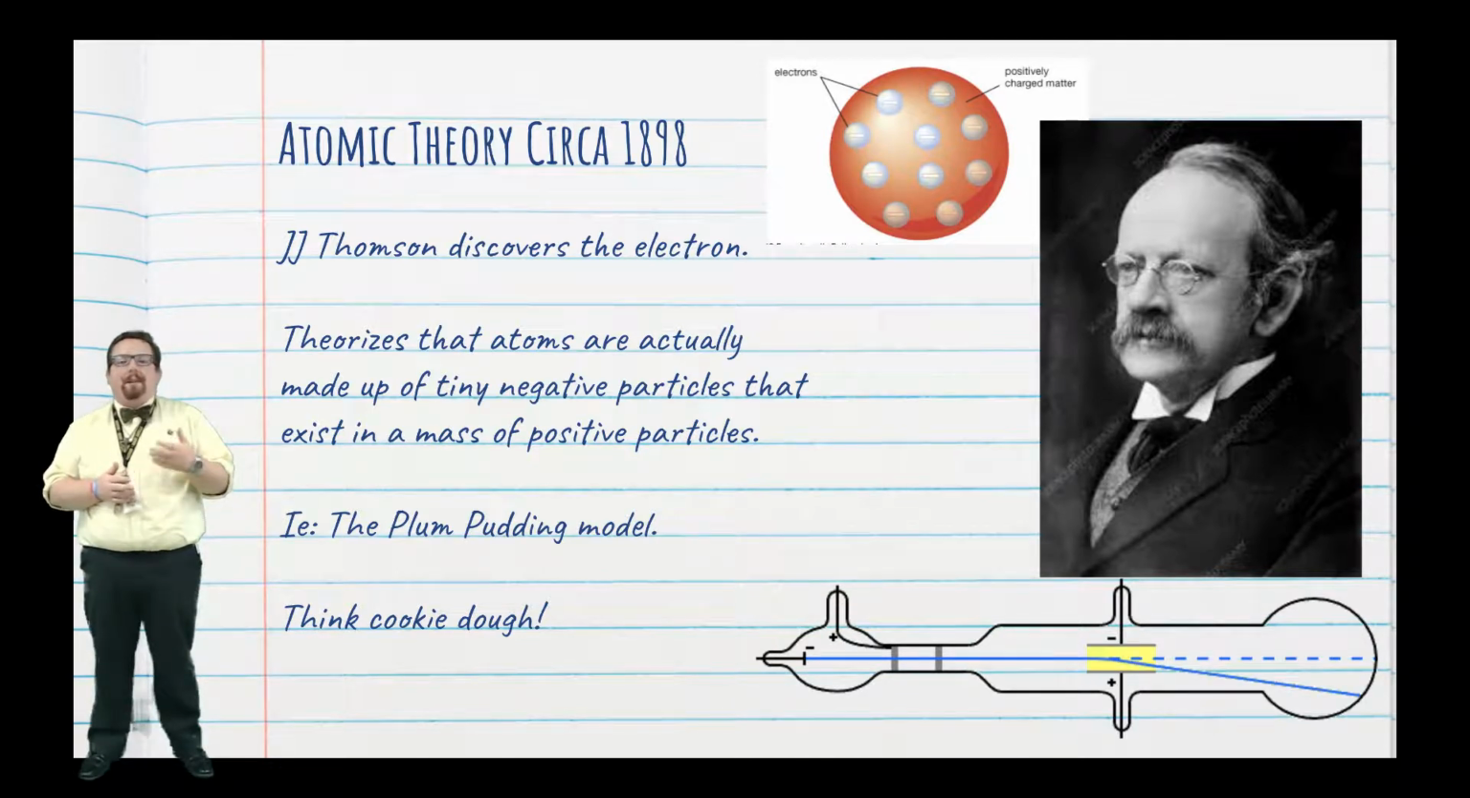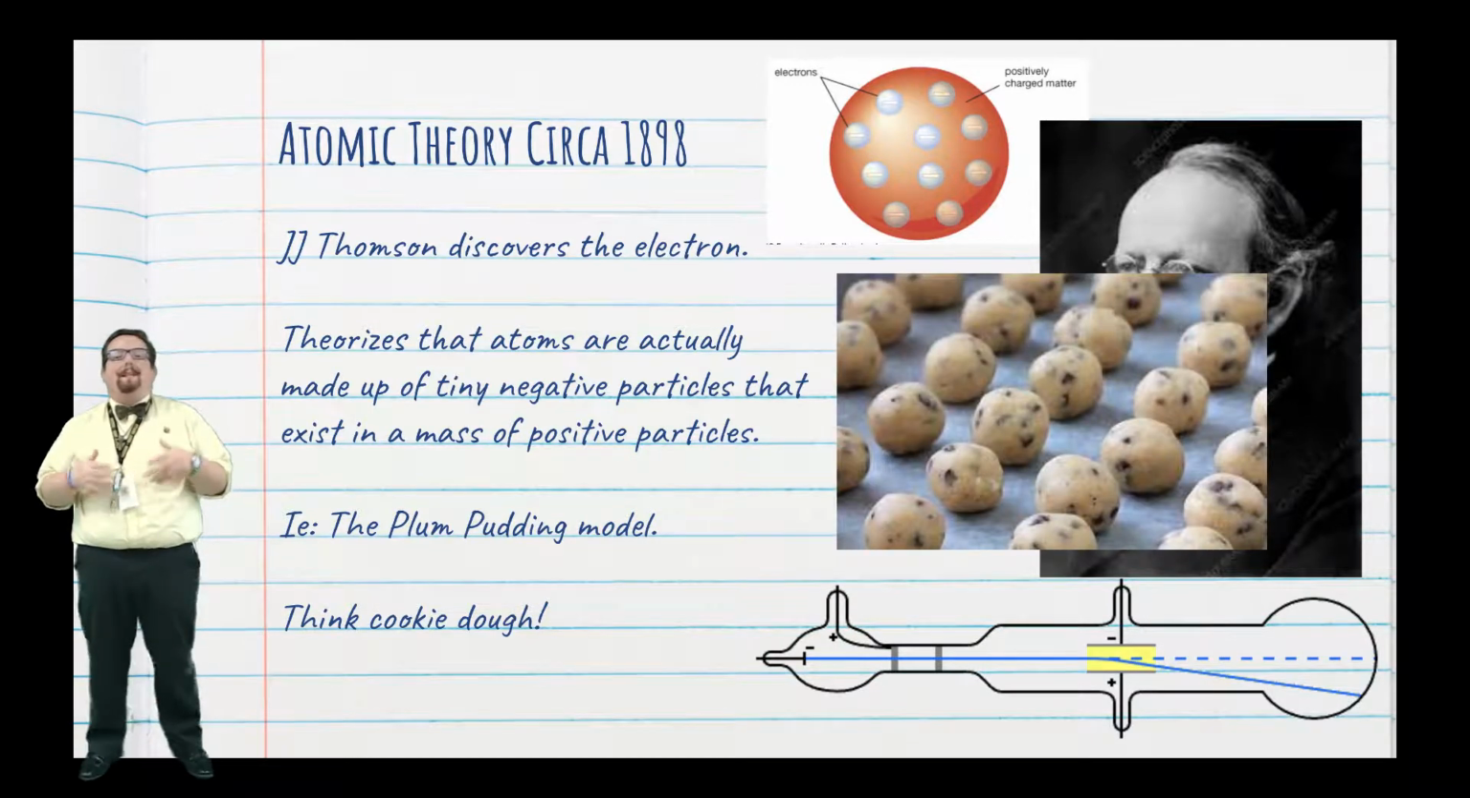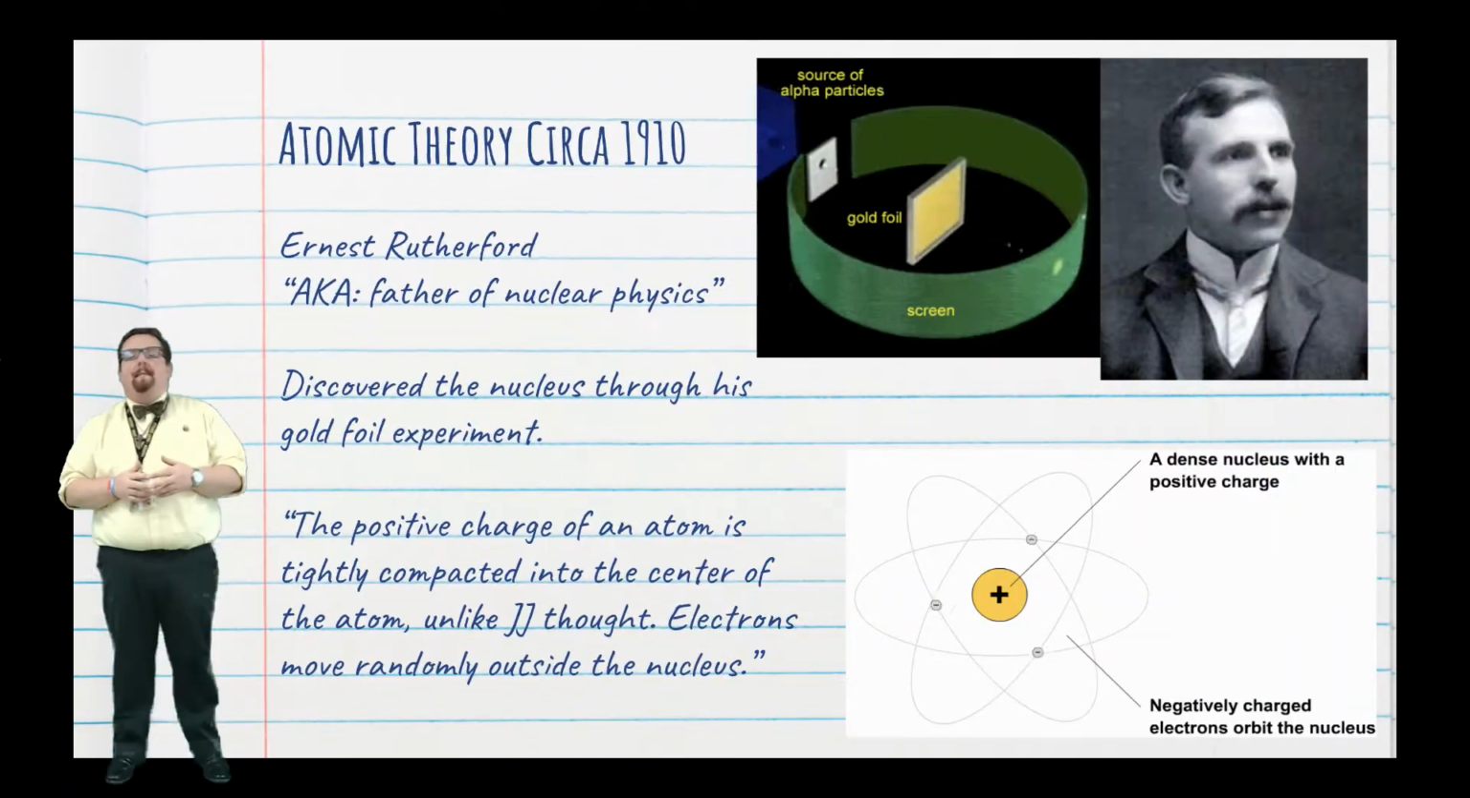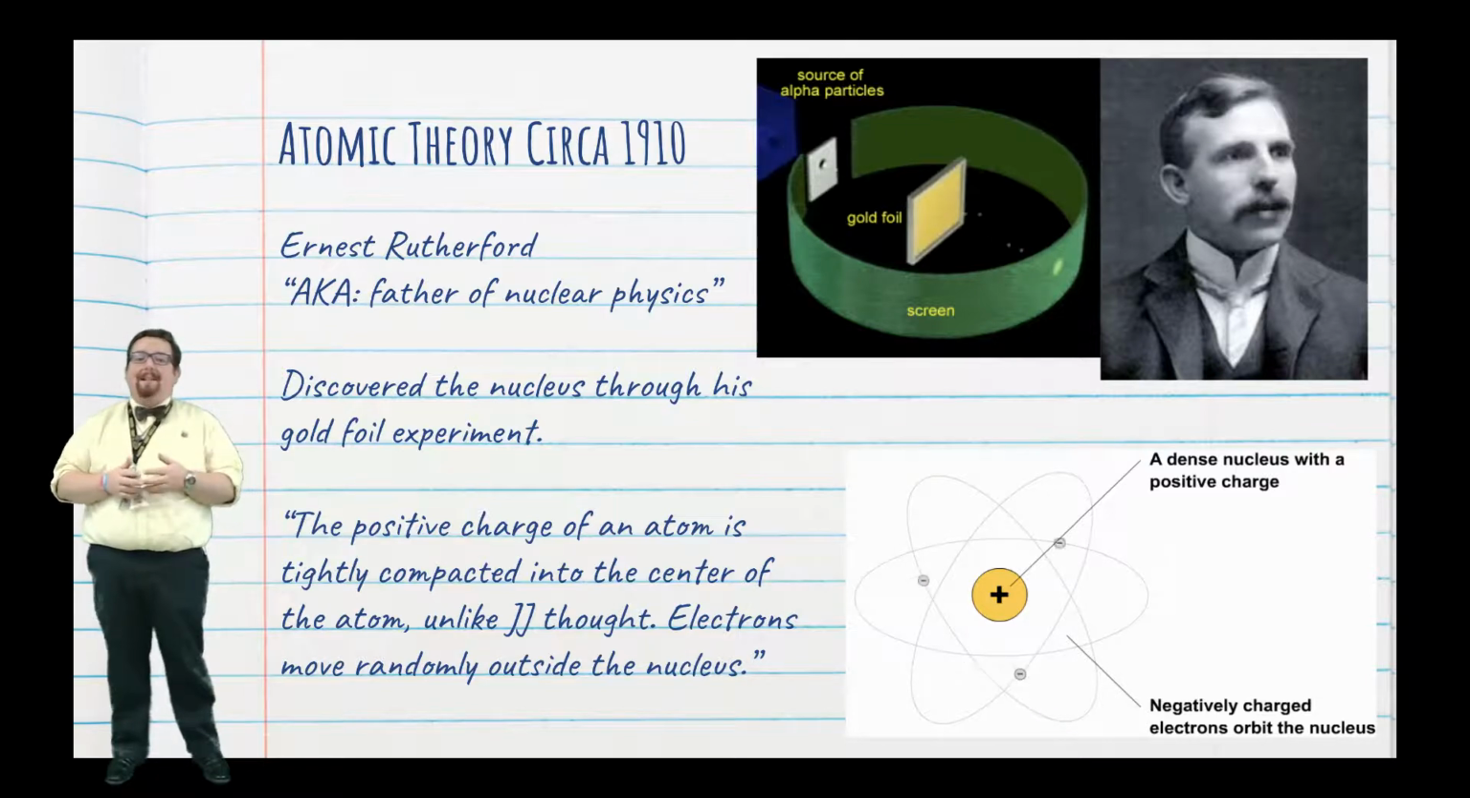Plum pudding was a popular dessert back in the day, but you can just think of chocolate chip cookie dough, where the dough itself is a positive mass, and the chocolate chips are the negatively charged bits inside of the positive mass. Ernest Rutherford came by in 1910 and discovered that Thomson's theory was a little incorrect.